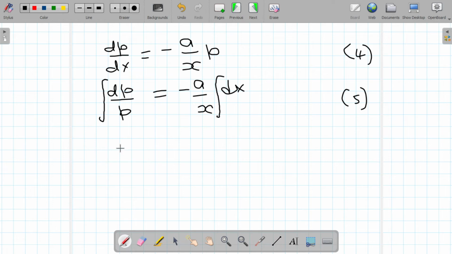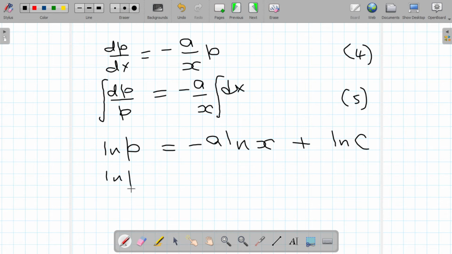So what we have is the log of p equal to minus a log of x plus, and instead of writing down c as a constant, I'm going to write that down as log of c. This is just a matter of choice. You could have just written down c, but I think writing the constant down as log of c simplifies the algebra a little bit when we come to take anti-logarithms.